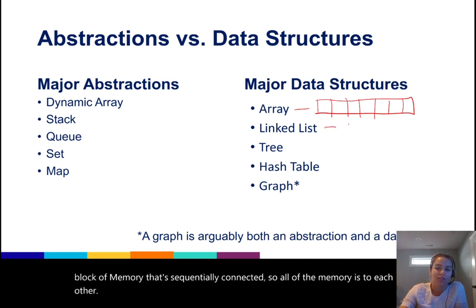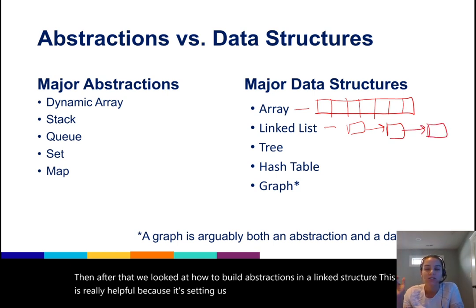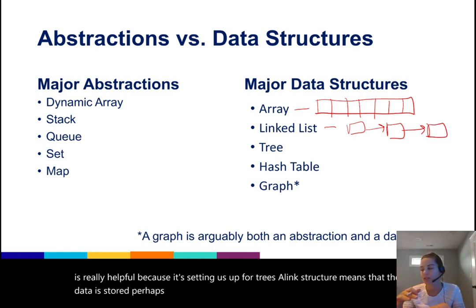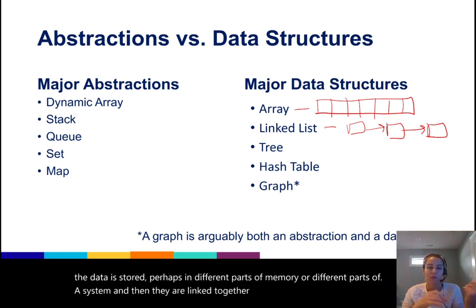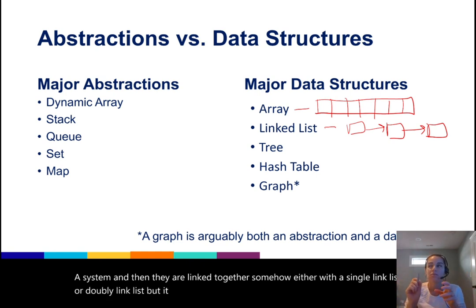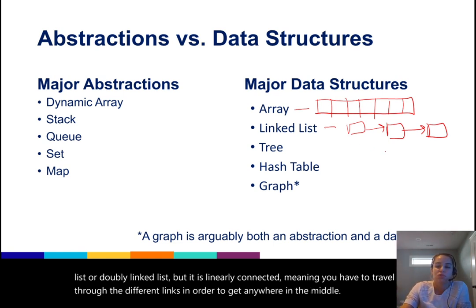Then after that, we looked at how to build abstractions in a linked structure. This is really helpful because it's setting us up for trees. A linked structure means that the data is stored perhaps in different parts of memory or different parts of a system, and then they're linked together somehow, either with a singly linked list or doubly linked list, but it is linearly connected, meaning you have to travel through the different links in order to get anywhere in the middle. So that moves us to a tree.